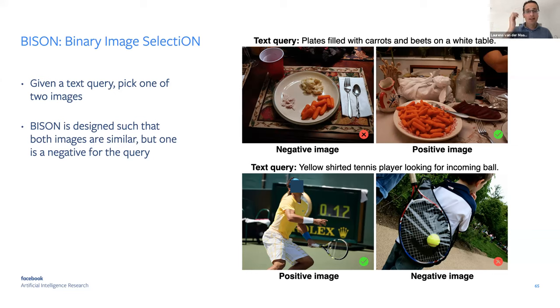You can download these annotations. So we have Bison annotations basically for the Coco captions images. You can download them from GitHub if you want to play with this yourself.